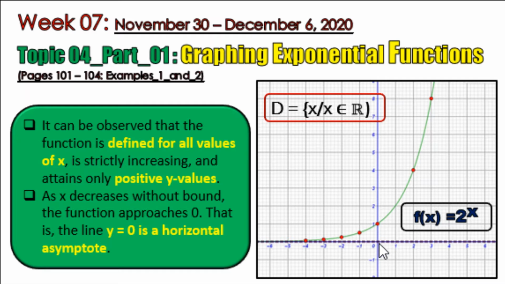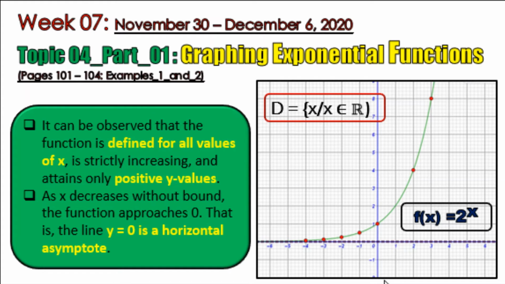If your x is 0, this is your y. And if your x is 3, this is your y. You have positive 8. So as the value of x increases, the value of y also increases. And we have a graph that attains only positive y values.